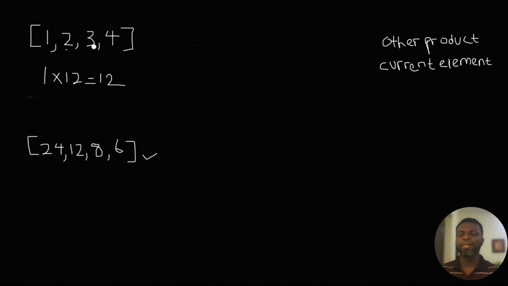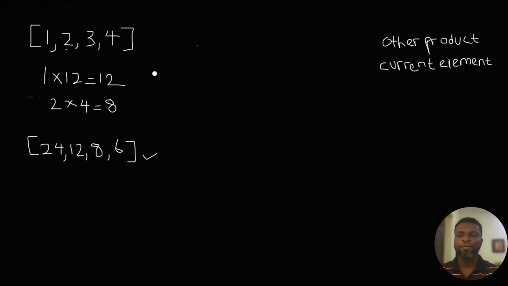For the next element in the array, which is 3, the product of all the elements to the left of 3 is 1 times 2, which is 2. And the product of all the elements to the right of 3 is 4. And this gives 8, which is the other product for element 3.